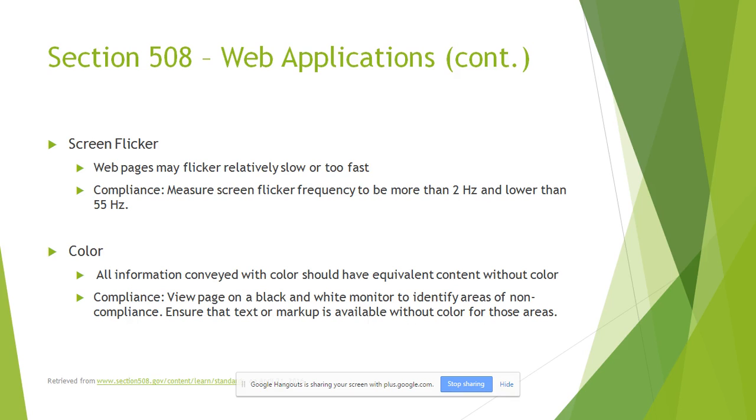The next section is color. All information conveyed with color should have content without the color. In other words, if you have color in the background of a cell and it has text, you have to make sure that it can be seen by people who are colorblind.